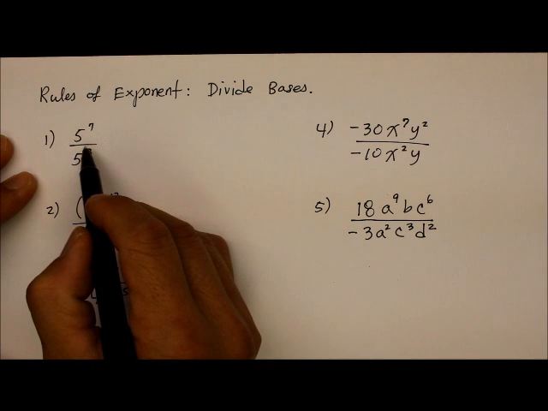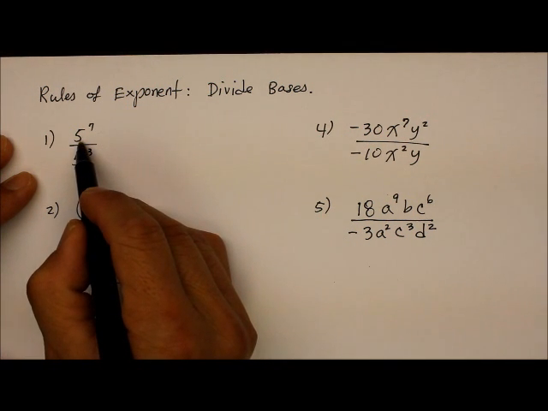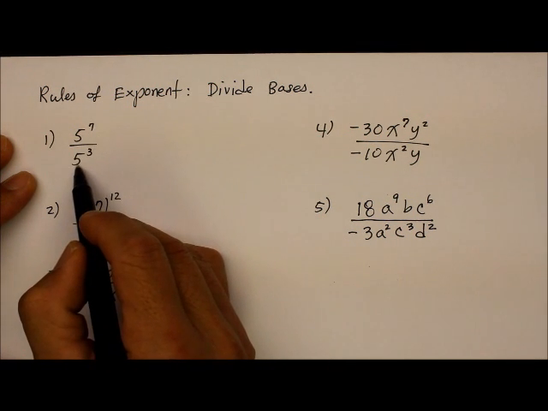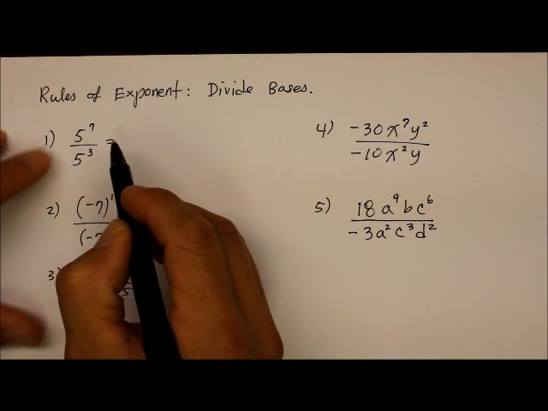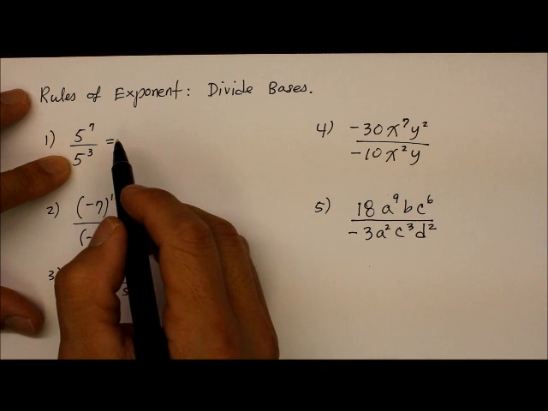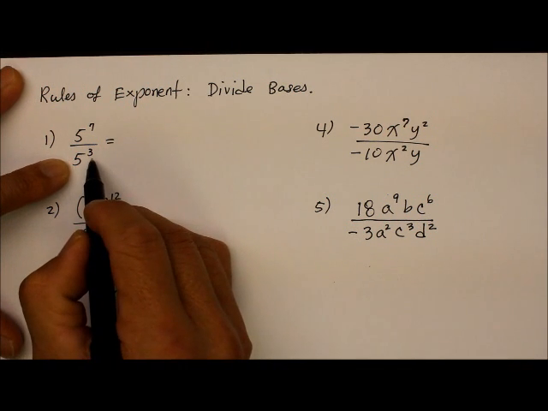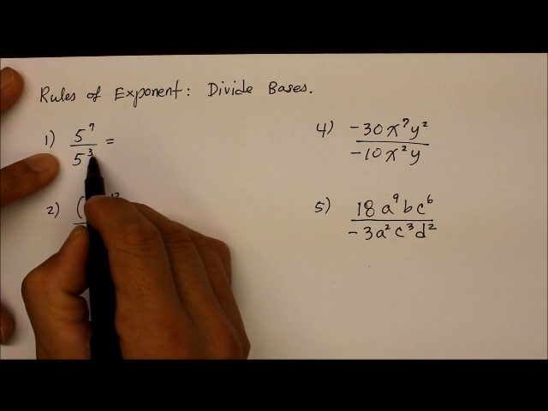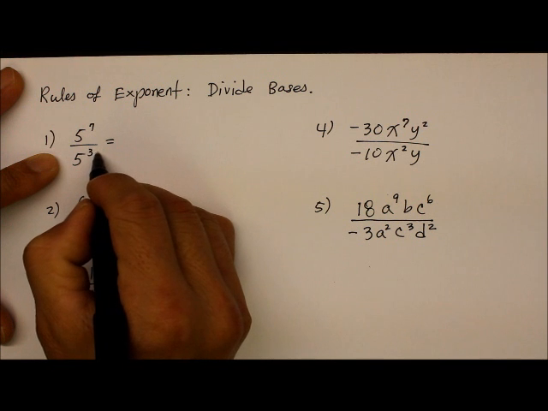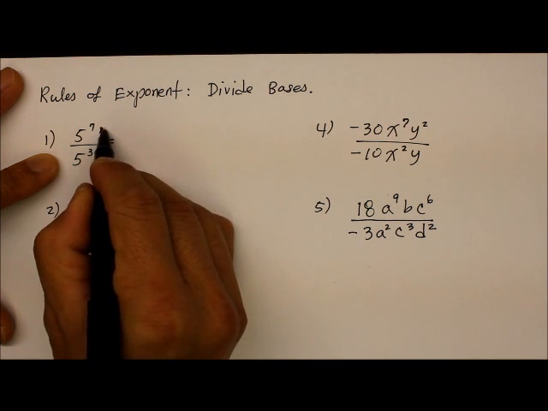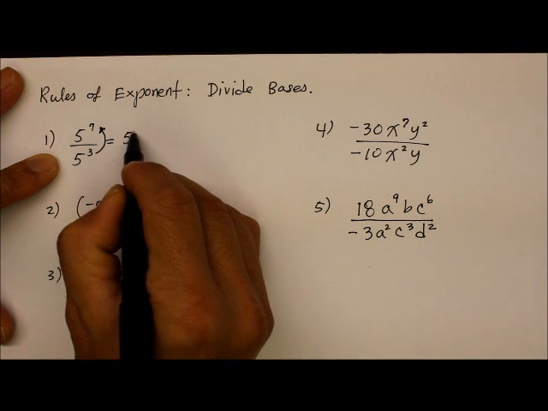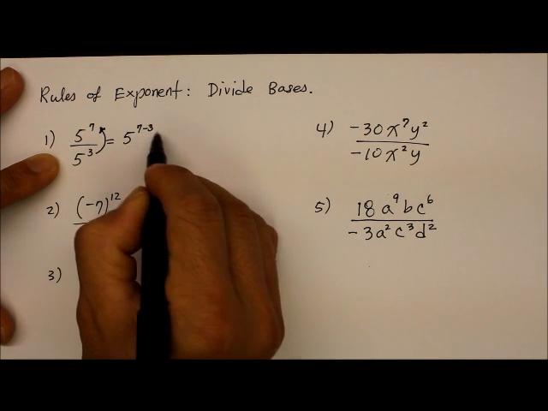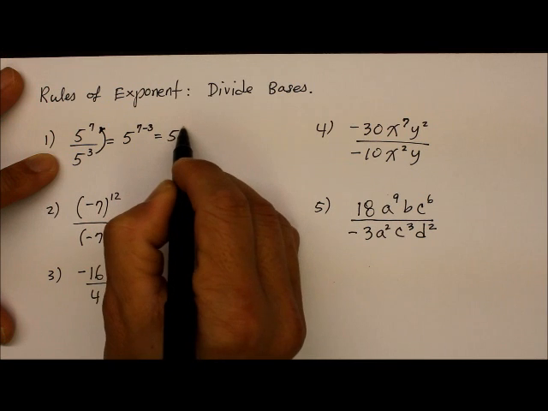You've noticed the top has a base of 5 to the 7th power. The bottom is 5, same base, to the 3rd power. And the rule is, when you're dividing the same bases, you're supposed to take the smaller exponent and go to the bigger one and subtract the exponent. So 5 to the 7 minus 3. So it becomes 5 to the 4th.